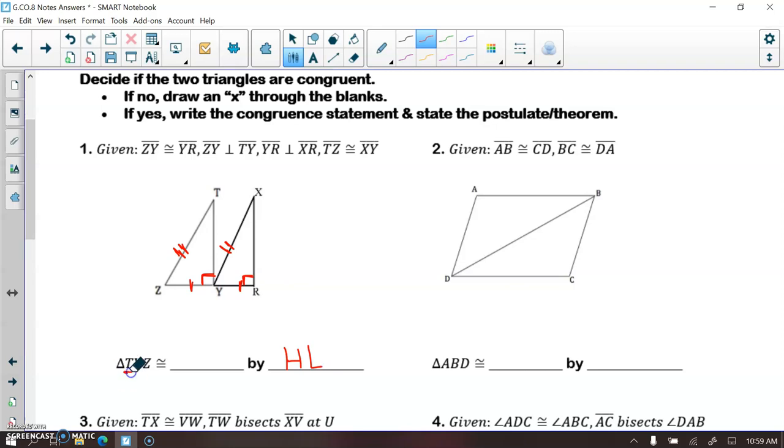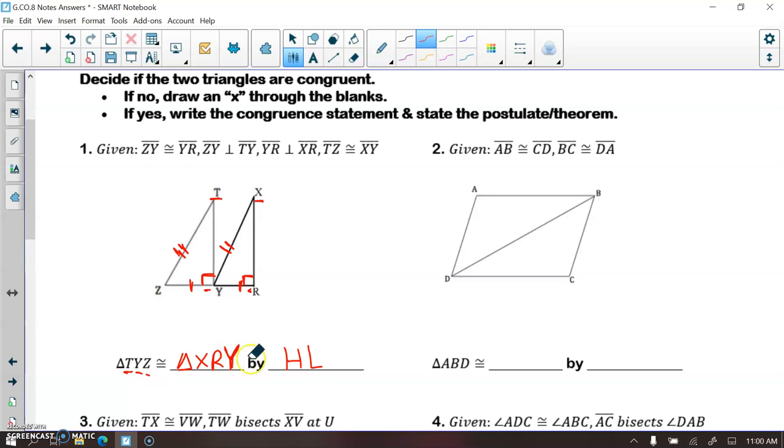So angle T on this triangle would be congruent to angle X on my other triangle, so those need to be in the same exact positioning. Angle Y on my first triangle is the right angle, so that's angle R on my second triangle. And so then angle Z and angle Y are congruent to each other, and those need to be in the same positioning.